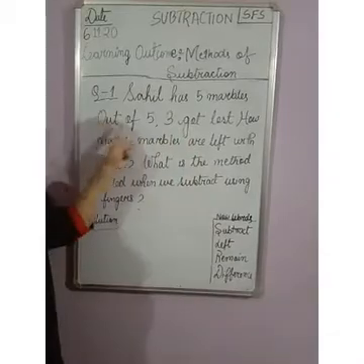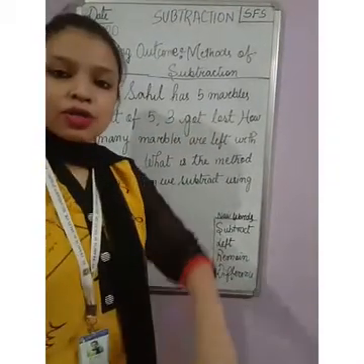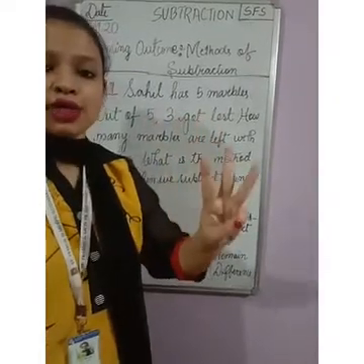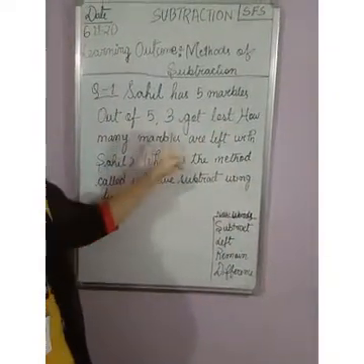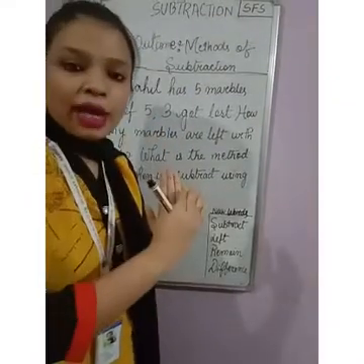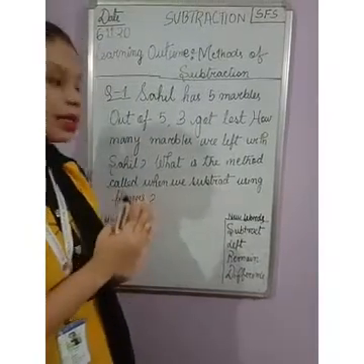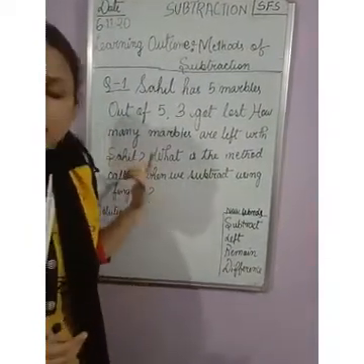Out of 5, 3 got lost. How many got lost? 3. 1, 2 and 3. How many marbles are left with Sahil? Now out of 5, 3 got lost. So how many are left with Sahil? That is the first part of the question.